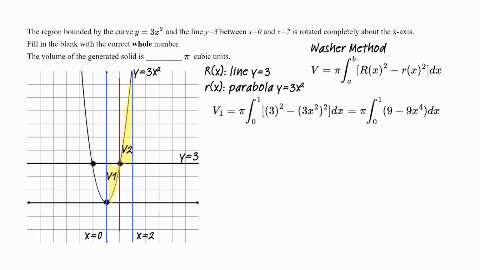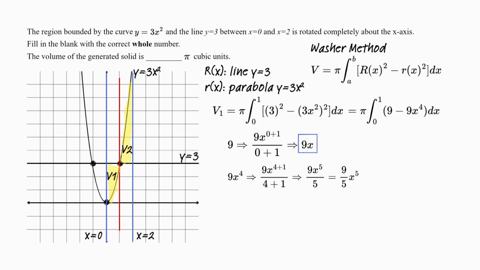Now we are ready to integrate the terms. Term 1, 9 becomes 9x. Term 2, 9x to the fourth power becomes 9 over 5 x to the fifth power. So our integral is volume 1 equals pi times the quantity 9x minus 9 over 5 x to the fifth power, all to be evaluated from 0 to 1.